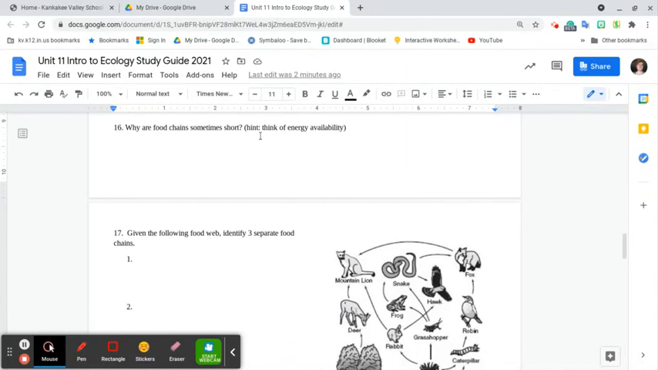Why are the food chains sometimes short? Why do we only get sometimes the 3 different ones, like the grass was eaten by the antelope and the antelope's eaten by the lion? Well, because there's only so much energy available in each ecosystem, depending on the nutrients and the abiotic factors of that ecosystem.